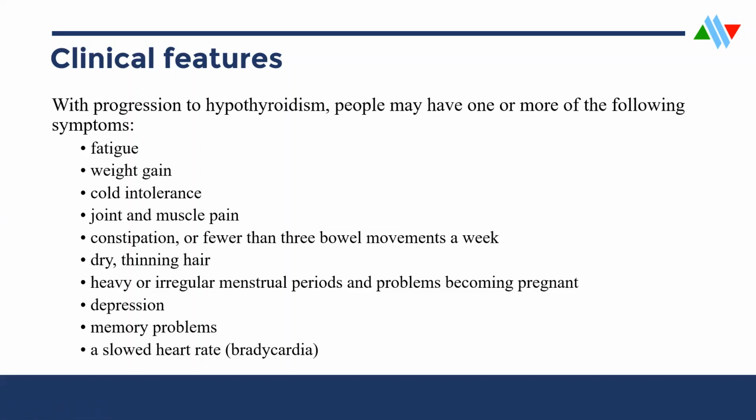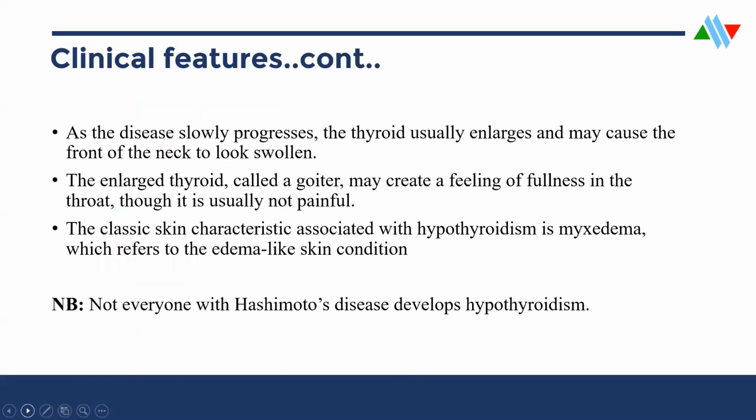metabolism. So things like joint pain, constipation, dry and thinning hair. Actually, we have some sort of hair loss when we have hypothyroidism, and this is because the lower levels of the hormones affect the base of the hair follicles, and then we have a problem with production of the hair, and also they start falling off. Then we have an effect on the menstrual cycle. Then people have depression, memory problems, and also there's even slowed heart rate or bradycardia.